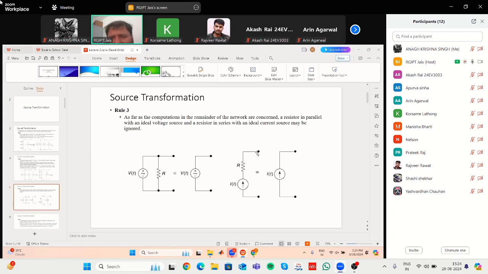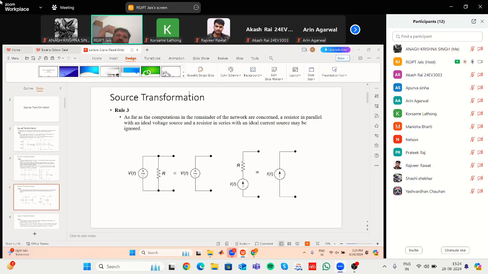So this resistance R is of no use. You can remove the resistance. So the main idea: when there is a resistance connected in parallel to the voltage source, you may neglect the resistance. If there is a resistance connected in series with the current source, you may neglect the resistance. Okay. Let me know if you have any doubt in this part.